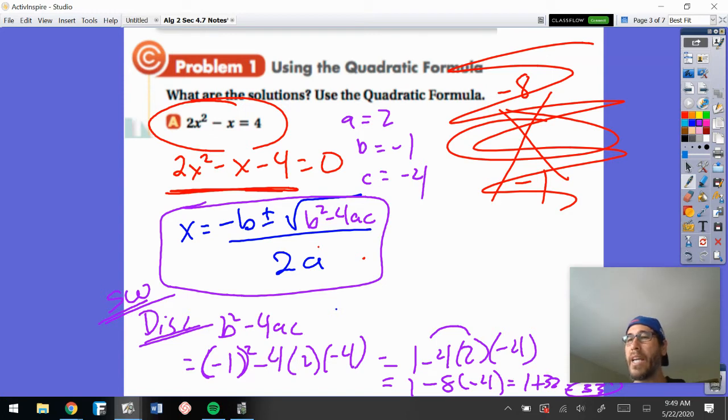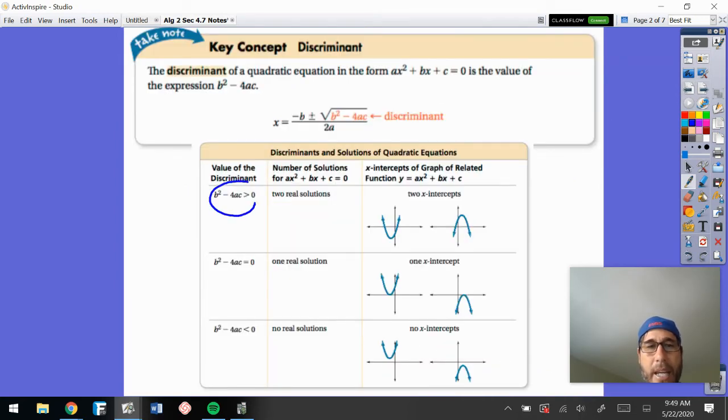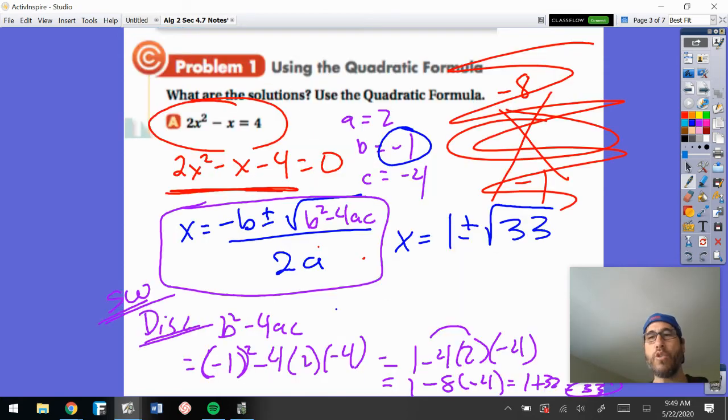Now I can go ahead and finish finding the solutions, which is x equals the opposite of b. Well, what's the opposite of negative 1? It's positive 1. Plus or minus the square root of 33. Now, 33 is positive. What does that mean, class? That means two solutions. So that means I have to get two answers. So let's find out what those two answers are.